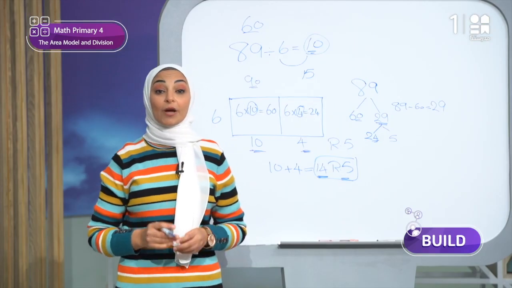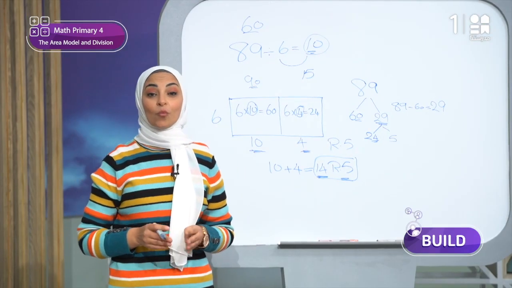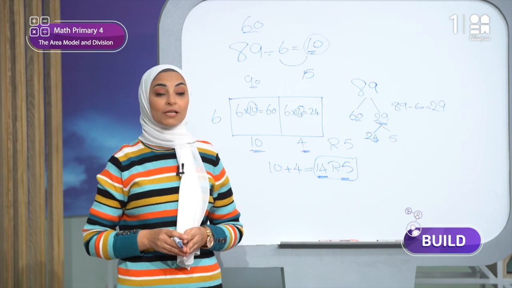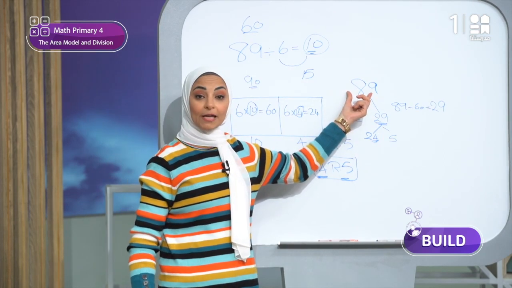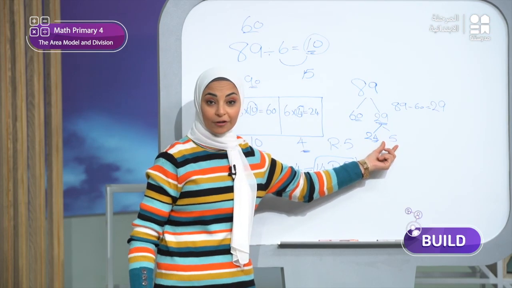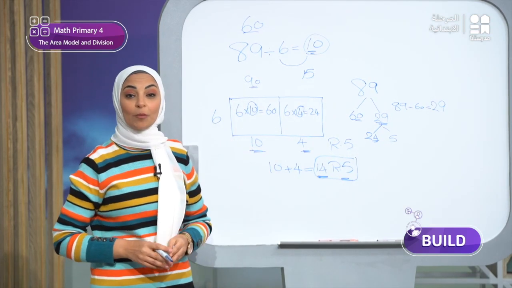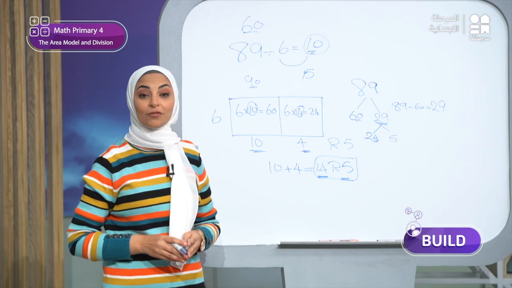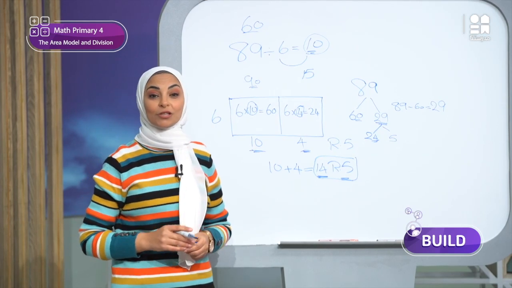Now we will notice in the area model and division strategy, we decompose the dividend, which is ال 89 قسمناه into, yes, 60 plus 24 plus 5. Now let's move to problem number 2 on the same page 309 to make sure we have understood the steps we took.